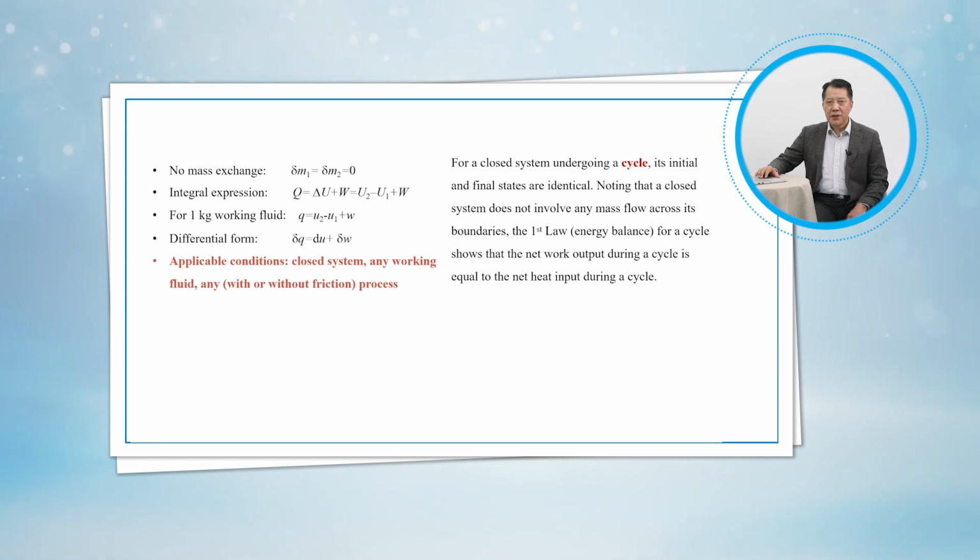For a closed system undergoing a cycle, its initial and final states are identical, noting that a closed system does not involve any mass flow across its boundaries. The first law for a cycle shows that the net work output during a cycle is equal to the net heat input during a cycle.